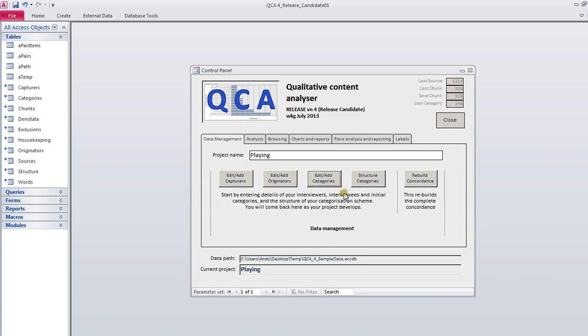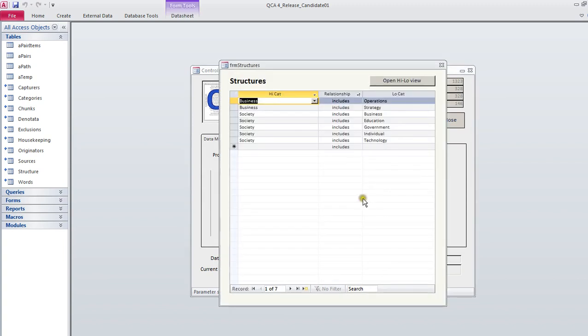When we're working, we will probably want to change, but we can structure our categories by defining these kinds of relationships here. And on this form we have what we call the high cat on the left and the low cat on the right. They're not literally high and low, but it defines the nature of the relationship. We're saying business includes operations, business includes strategy, and then society is the one that includes all of those things. You get the idea? In fact, the relationship is at your option.